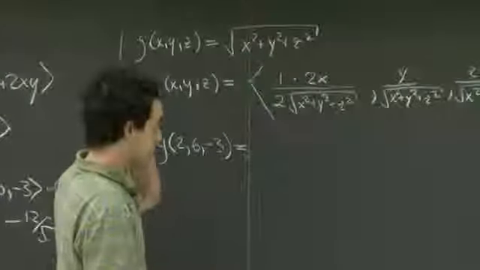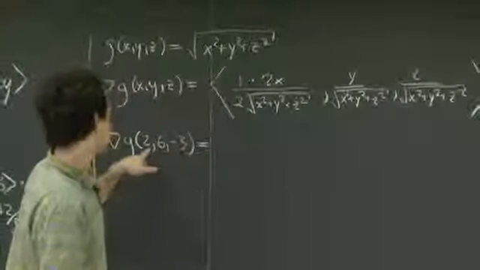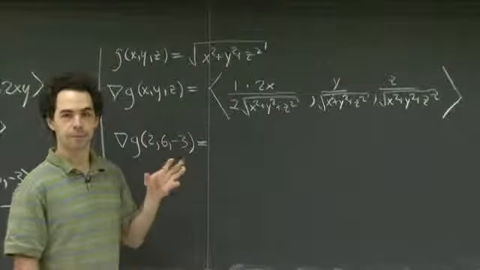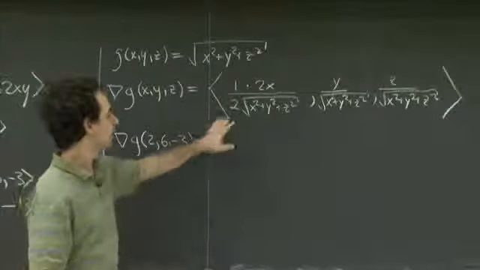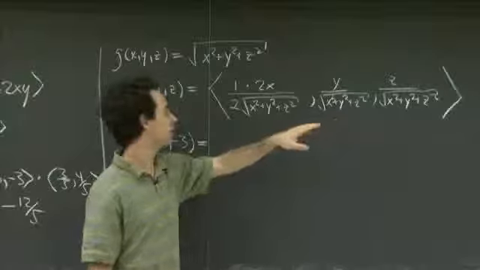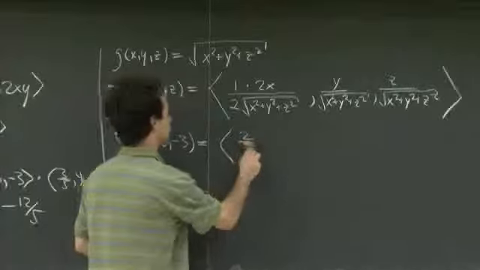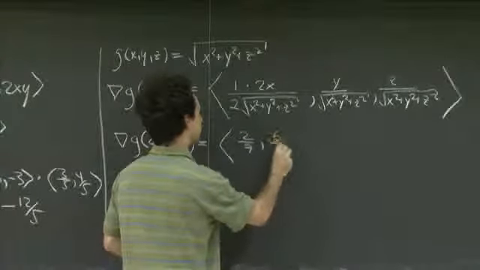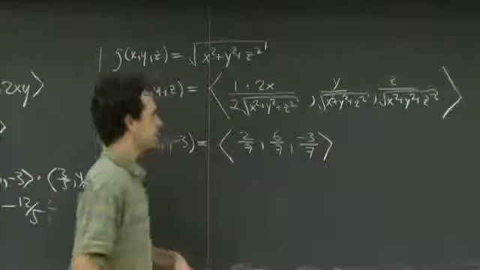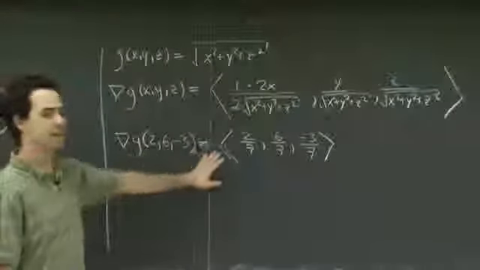This square root of x squared plus y squared plus z squared appears in all terms, so let's compute that first. x squared is 4, y squared is 36, and z squared is 9. I add those numbers together, I get 49, and then I take the square root of that, and I get 7. So these denominators are all going to be 7, and up top I just have x, y, and z. So this is going to be 2 over 7, comma 6 over 7, comma minus 3 over 7. That's just what I get by plugging the values at our point into this formula. So this is the gradient at that point.